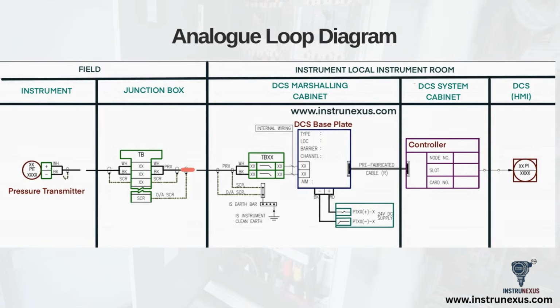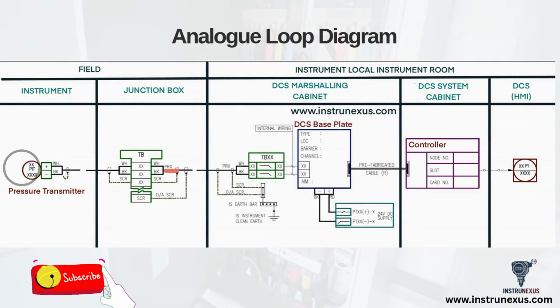Here we have a typical instrument loop diagram for a pressure transmitter. This diagram shows us the complete wiring path, from the field device to the operator's control screen. Let's trace the signal, starting on the far left in the field. We have the pressure transmitter itself. Its two wires, white and black, run to a local junction box and connect to a terminal block. From the junction box, a main cable travels into the local instrument room and enters the DCS marshalling cabinet.